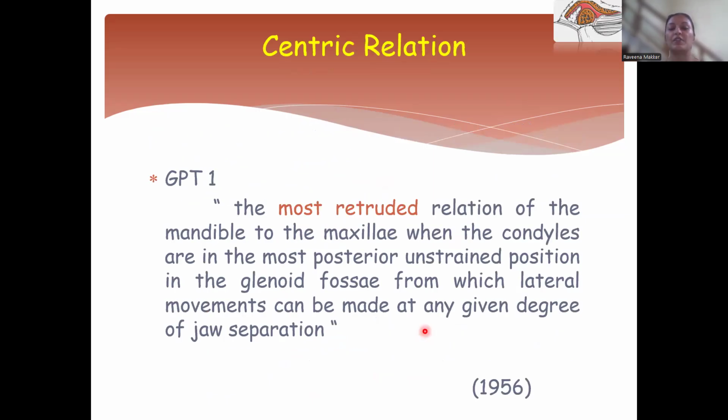Now, the various definitions of centric relation have evolved through the years. In 1956, the definition given by GPT-1 was the most retruded relation of the mandible to the maxillae when the condyles are in the most posterior, unstrained position in the glenoid fossae, from which lateral movements can be made at any given degree of jaw separation.